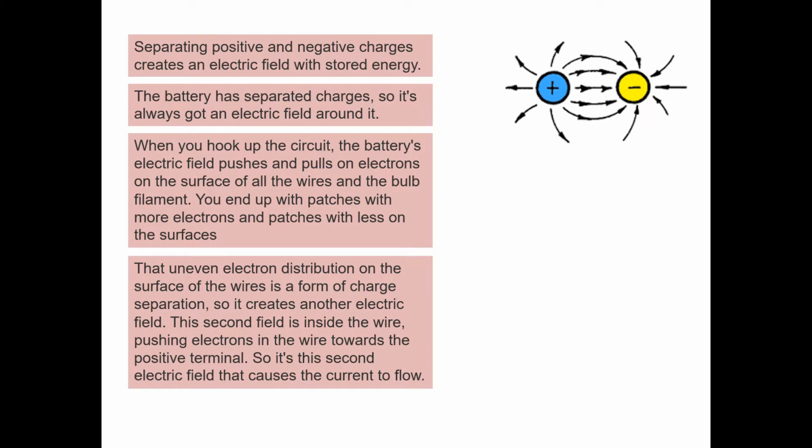Alright, so separating positive and negative charges creates an electric field with stored energy. The battery has separated charges, so it always has an electric field around it. When you hook up the circuit, the battery's electric field pushes and pulls on electrons on the surface of all the wires and the bulb filament. You end up with patches with more electrons and patches with fewer on the surfaces. That uneven electron distribution on the surface of the wires is a form of charge separation, so it creates another electric field. This second field is inside the wire, pushing the electrons in the wire towards the positive terminal, so this second electric field is what causes the current to flow.